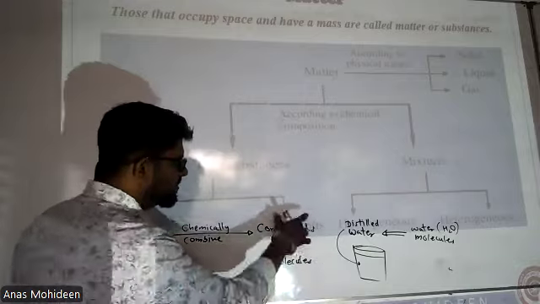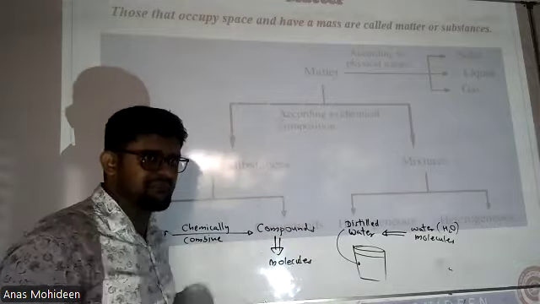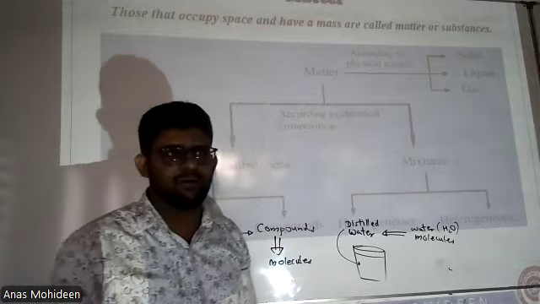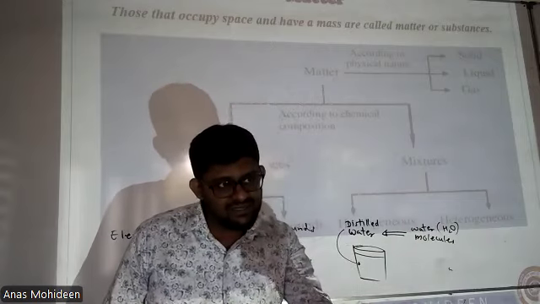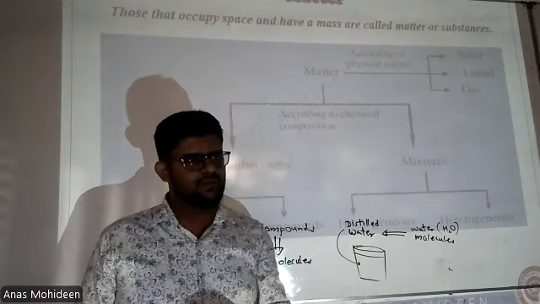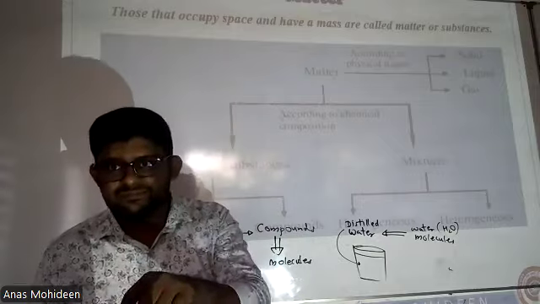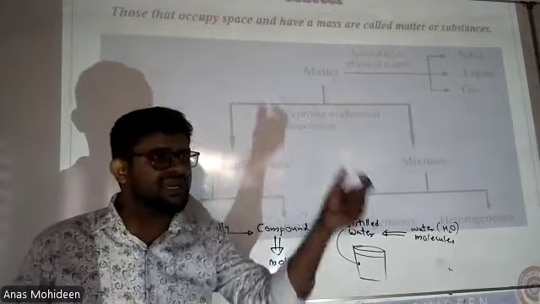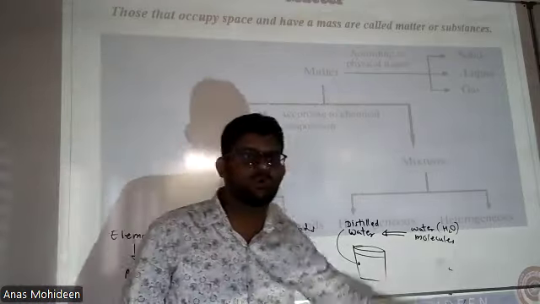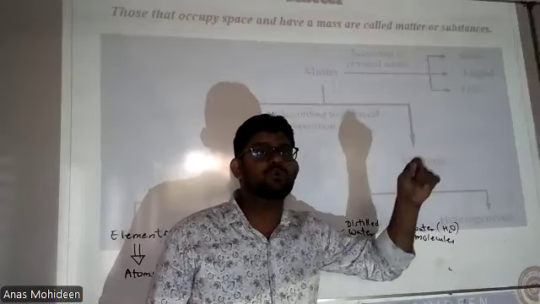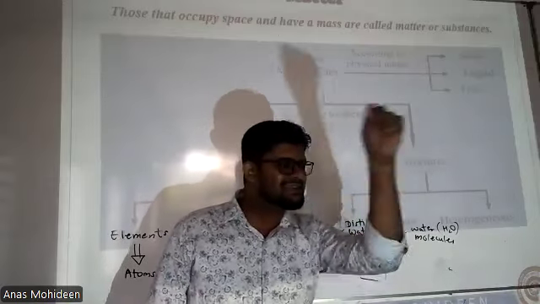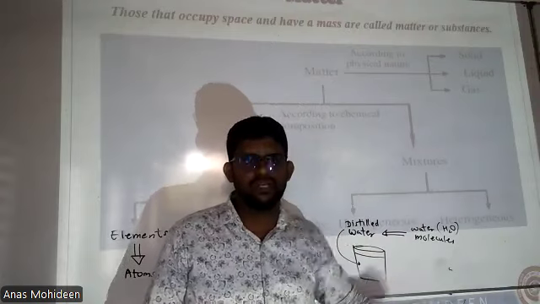So accordingly, compounds contain molecules. Some elements are also there in the form of molecules. For example, oxygen element contains oxygen atoms. Oxygen gas, which is there in the atmosphere, is made up of oxygen molecules, O2. O2 is a molecular form. Hydrogen gas is made up of H2 molecules.